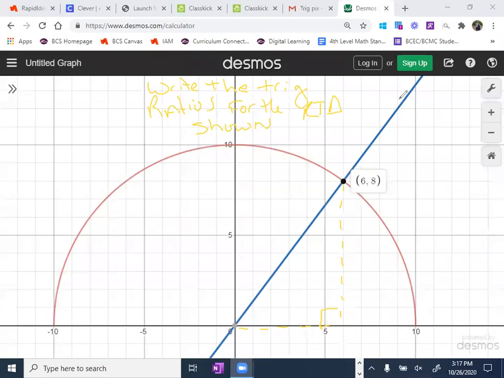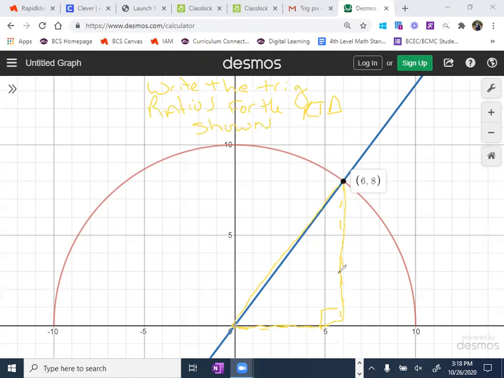All right, guys, we're going to be finding the trig ratios for the triangle that is being shown in this circle. And you can actually see that triangle right here. It is getting traced out that we have a triangle right there. Now, a couple of things we need to do is revisit those trig ratios.